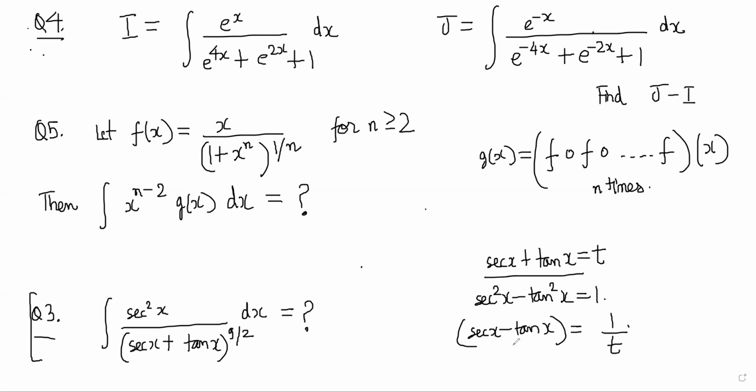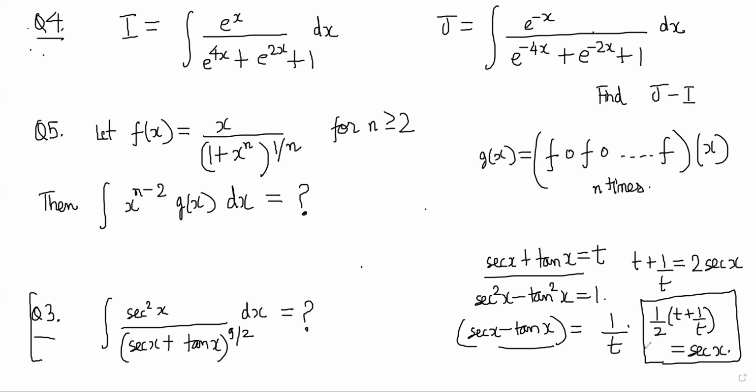तो ये t और 1 by t दोनों को ऐड करोगे तो क्या आएगा? t plus 1 by t is equal to 2 sec x, right? Yes sir. तो आ रहा है half of t plus 1 by t is equal to sec x, right? हाँ. Correct. तो अब यहाँ पे क्या आ रहा है? पहले अब एक डेरिवेटिव भी करना है, dx के लिए भी पता करना है. तो लेट्स डिफरेंशिएट दिस. यू विल गेट sec x tan x.